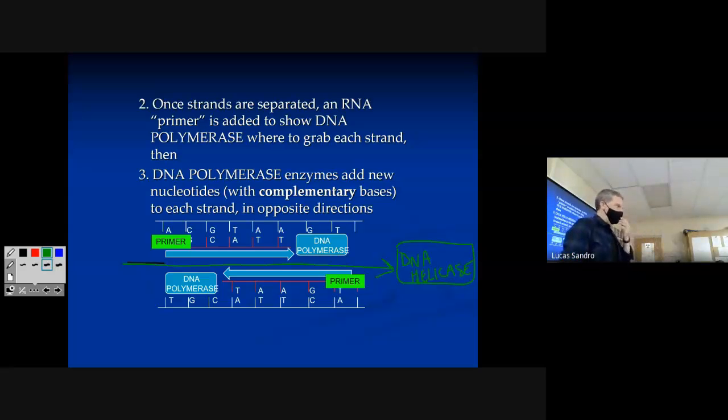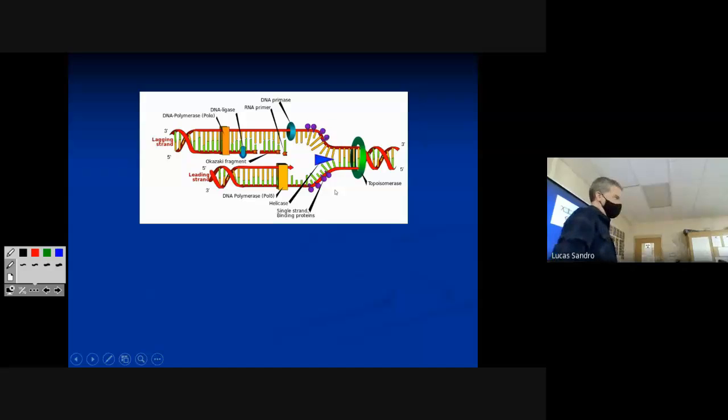It doesn't totally make sense yet. Let me show you this picture. Maybe that'll help a little bit. Now I know there's a lot of details here, but here's your DNA, your original DNA together, right? Here's the direction that the helicase, which is the little blue triangle, helicase is unzipping in this direction.